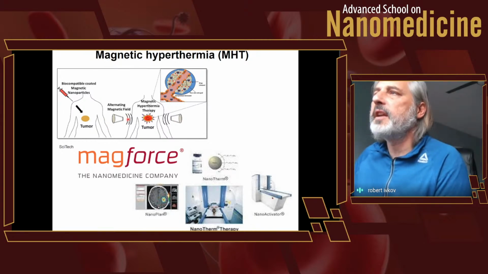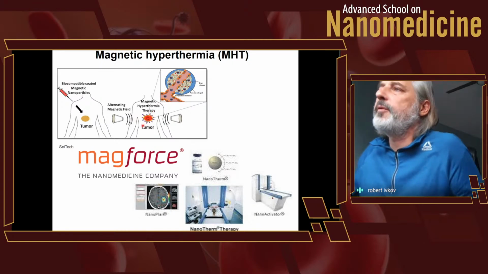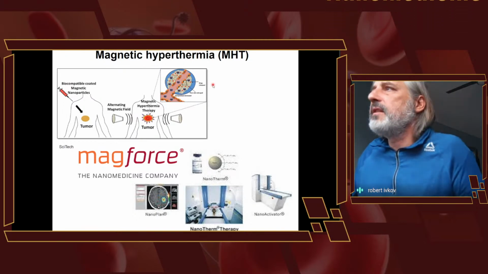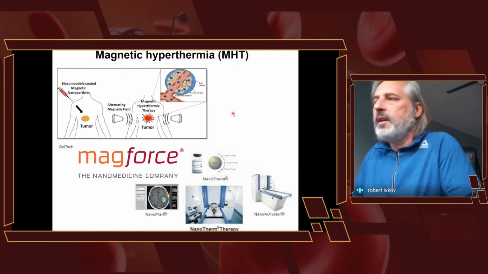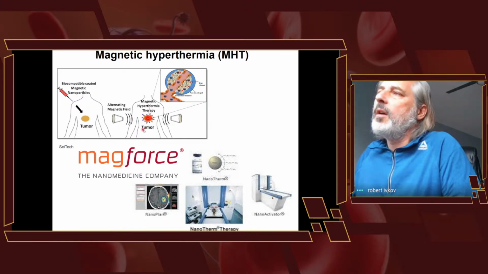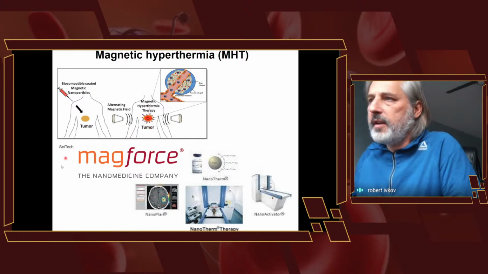And then we apply an alternating magnetic field, and through a physical property, I'll show you some data on this, called magnetic hysteresis or hysteresis loss power, the nanoparticles heat and they deposit their heat into the tumor, which then sensitizes the cancer cells in the tumor to either radiation or to drug, or will kill the cells outright if the temperature is high enough.